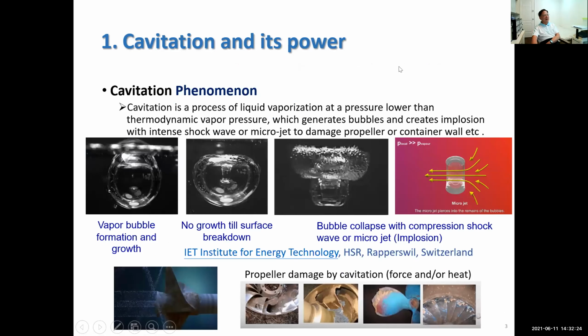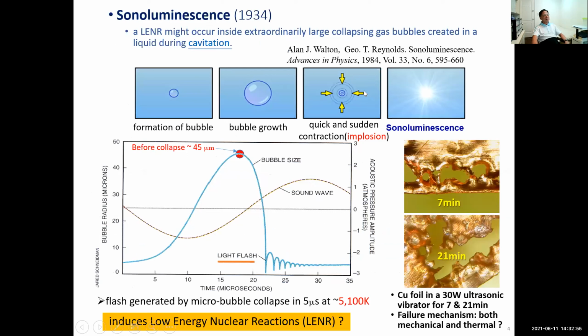As you know, cavitation is a process of liquid vaporization at a pressure lower than the thermodynamic vapor pressure, which generates bubbles and creates implosion with intense shock waves and microjets, which can damage a propeller by mechanical force or even heat. Cavitation can also generate heat or light. For example, this is the data taken by 3 scientists. Once the bubble grows up to about 45 micrometers, suddenly it collapses in 5 microseconds and creates light.